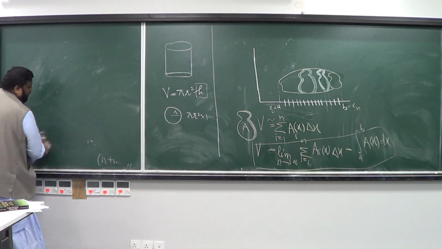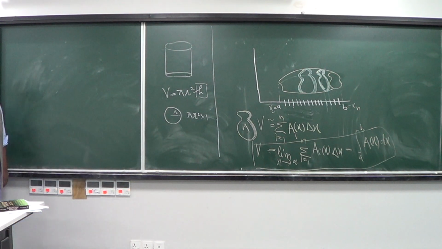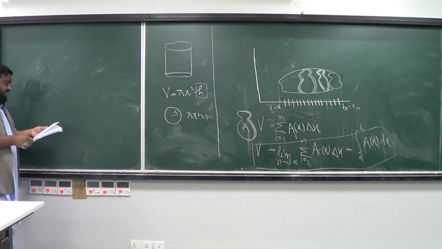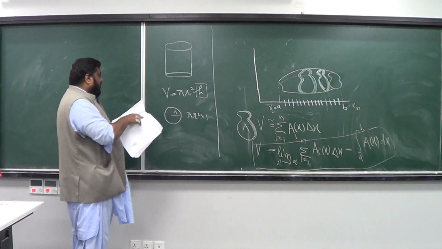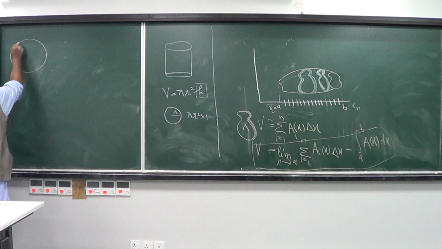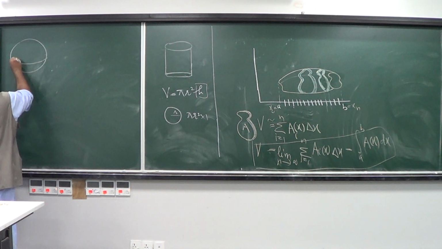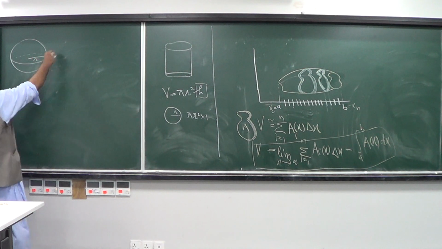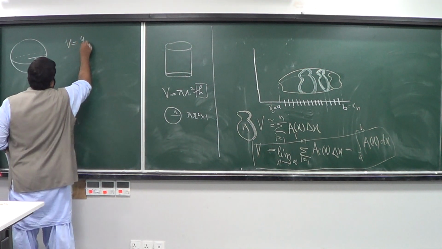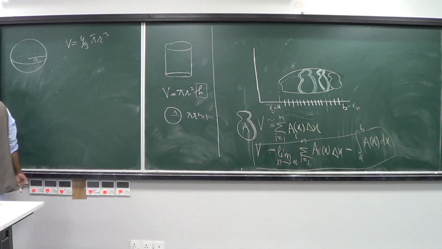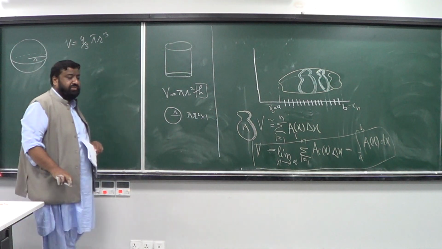Let's put this formula into action, and let's compute, for example, first volume. Now we all know about the sphere. If you take a sphere of radius r, its volume is 4 upon 3 pi r cube. So this is what the volume of this sphere is.